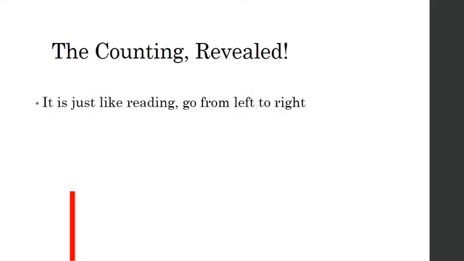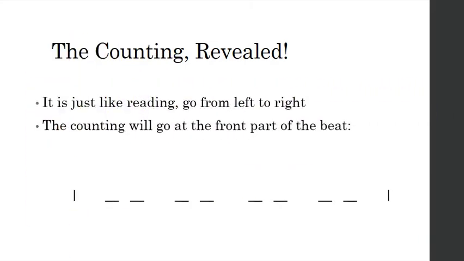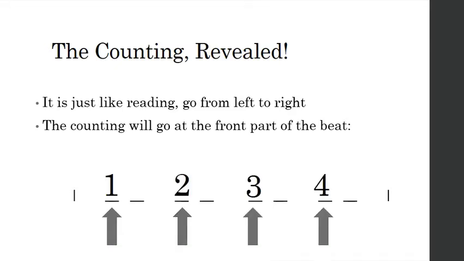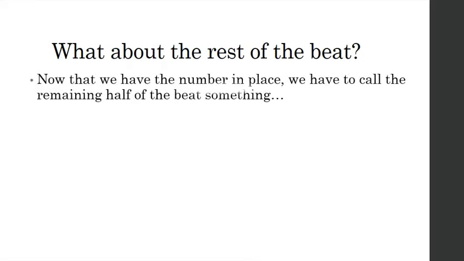Well, we start just like reading a book. We go from left to right. And the counting will start at the front part of the beat. The first thing that happens in each beat is the count of the beat. So we have 4 beats in the measure. We have 1, 2, 3, 4. But you see there's still the other half of the beat. What about the rest? We have to call the other part of that beat something else.